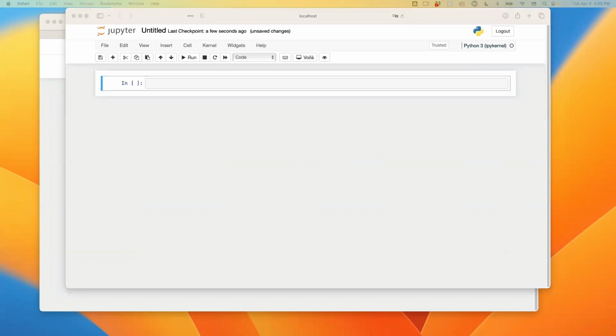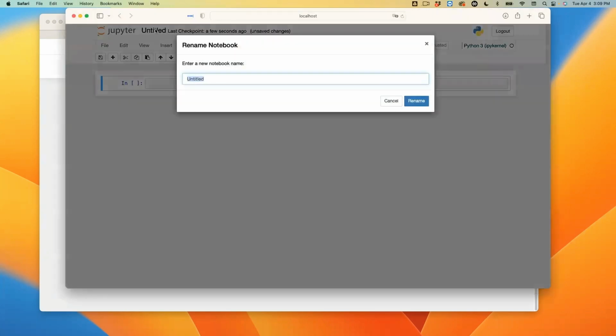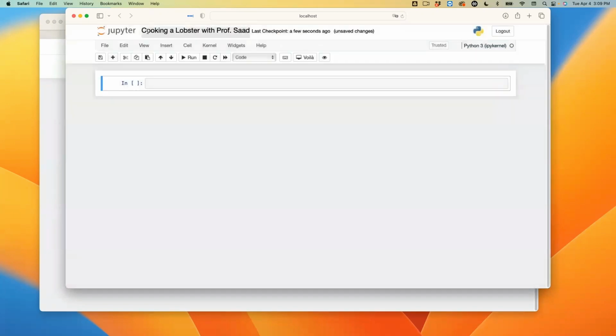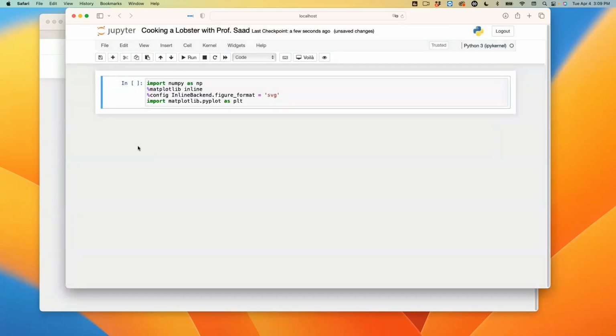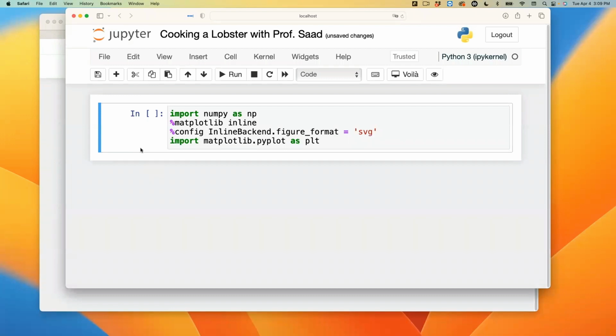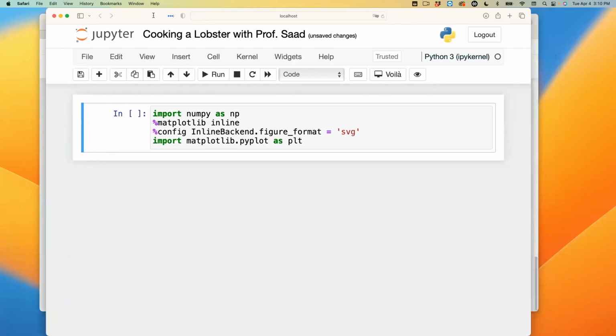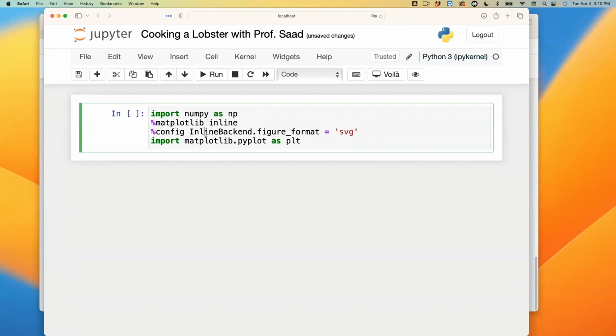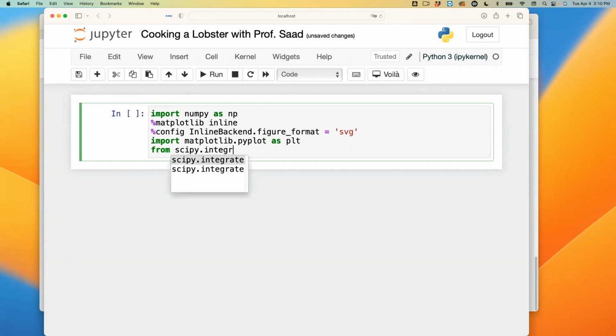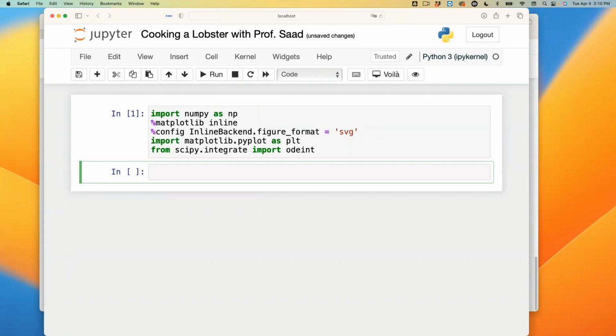All right, I'm going to import the boilerplate stuff. You can get it from the cooking a lobster notebook. We're going to import NumPy and Matplotlib at a minimum, and from scipy.integrate, import odeint. Go ahead, import this stuff, and execute the cell.